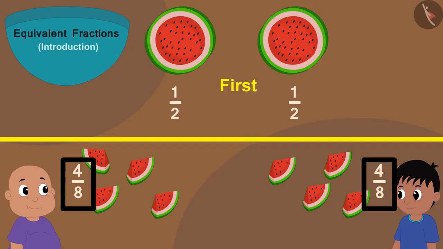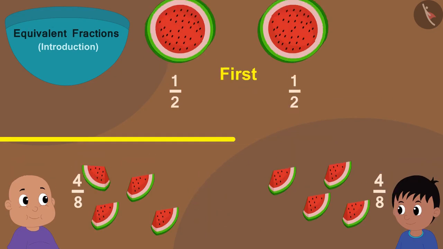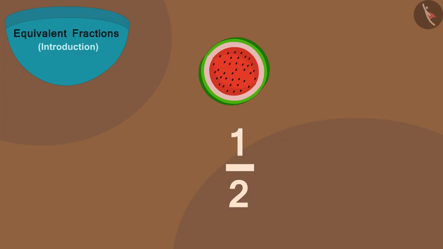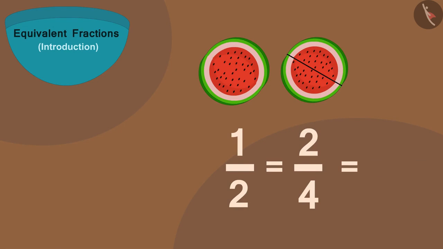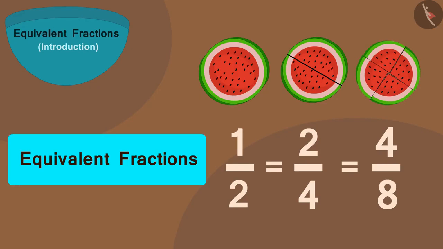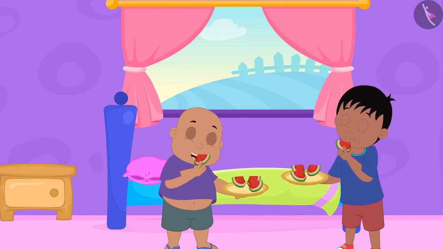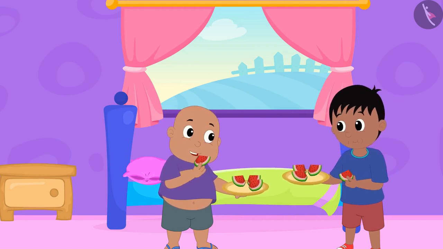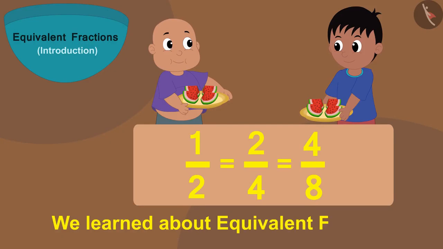If you look closely, you will find that they are still getting half of the watermelon. So, we can write the fraction 1 by 2 is equal to the fraction 2 by 4 is equal to the fraction 4 by 8. All of these are equivalent fractions. Raju is now happy to see these pieces and together they start eating the watermelon happily. Children, in this video we learned about equivalent fractions.